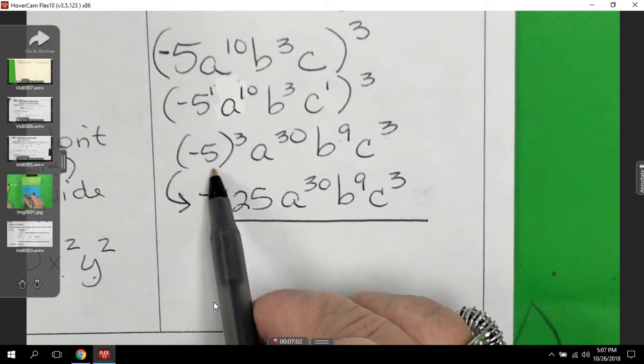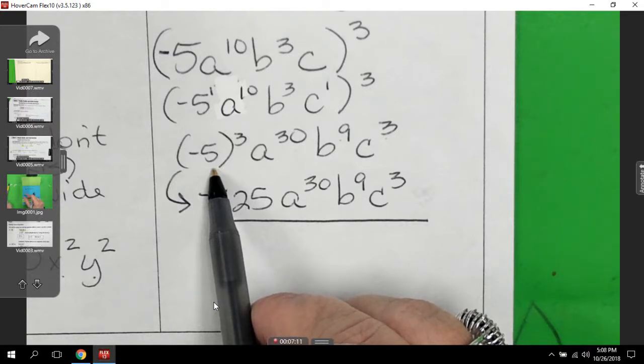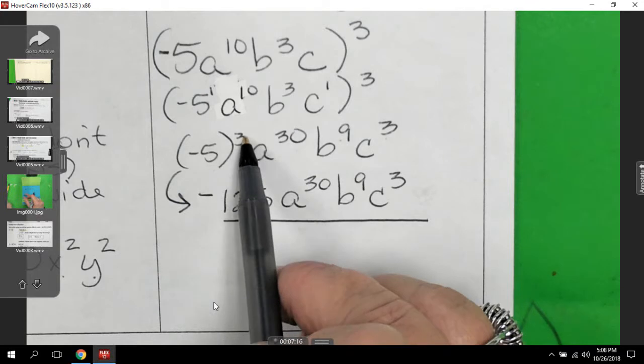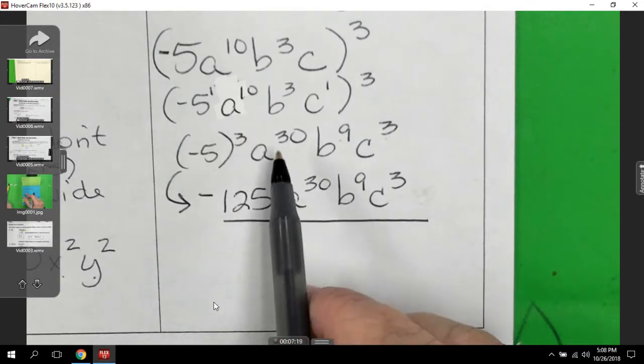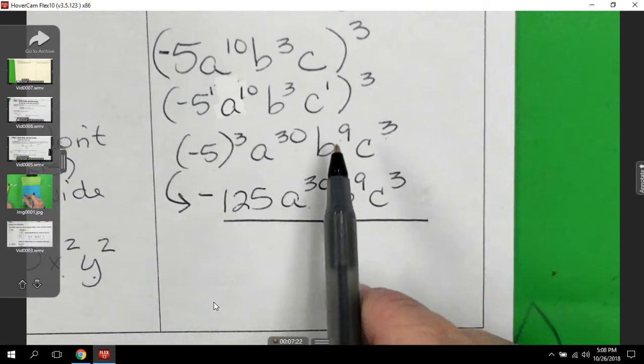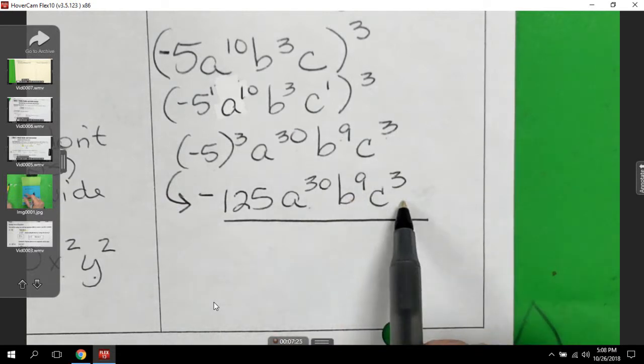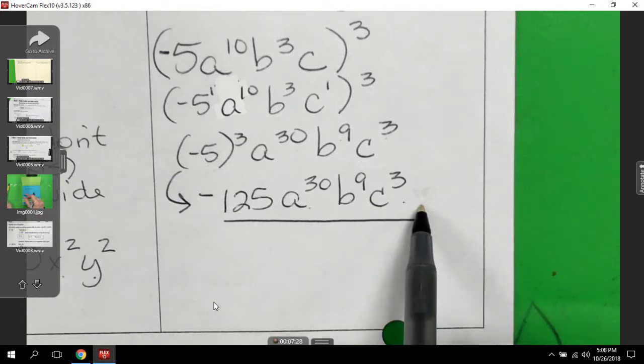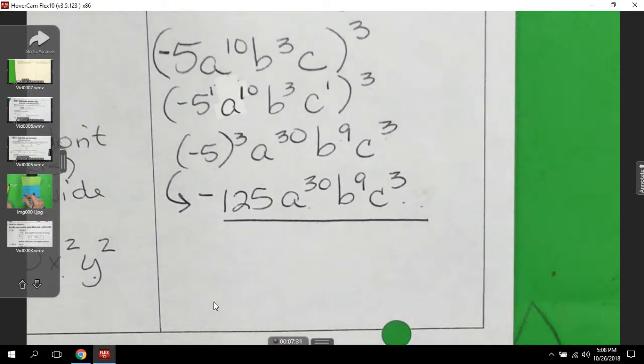Multiplying this, we're going to have negative 5 raised to the third power. And remember, you've got to use parentheses for your calculator to know that you're taking the negative and the 5 and repeating it in multiplication 3 times. Negative 5 raised to the third is negative 125. A to the 30th remains the same. B to the 9th. C to the third. And here's our answer. This concludes our review of 9-3, multiplication and division, and 9-6, power to power, for pre-algebra 5th period.